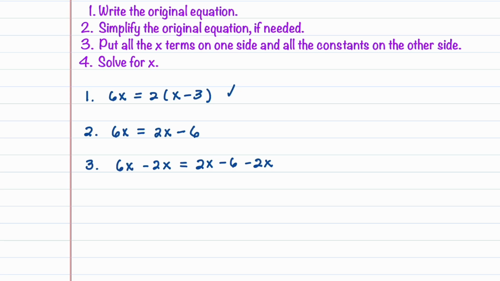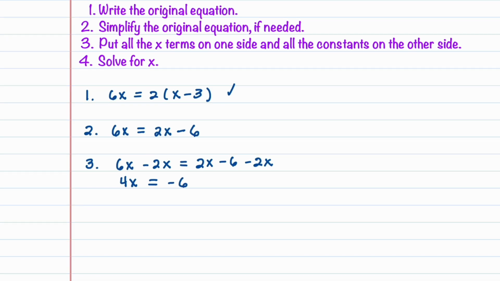Now we just have to simplify. 6x minus 2x is 4x. And on the right-hand side, our 2x's cancel, and we just have minus 6. Now we can go on to our fourth step, and we can solve for x.